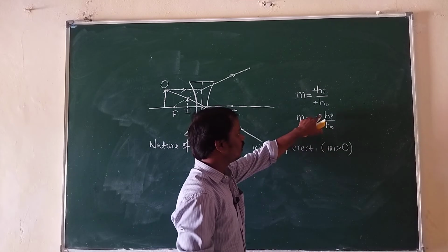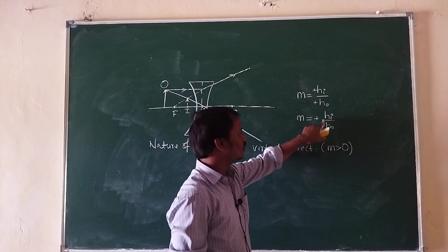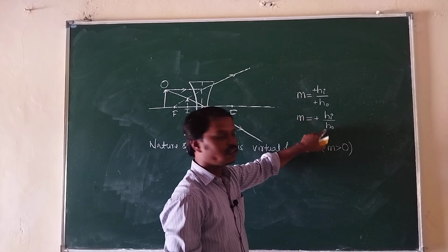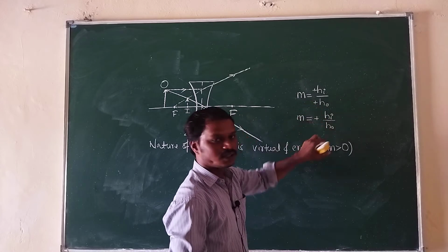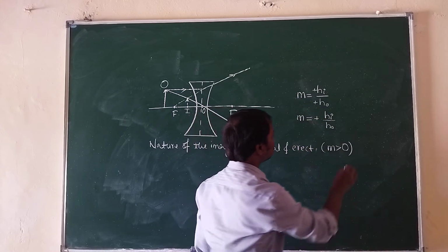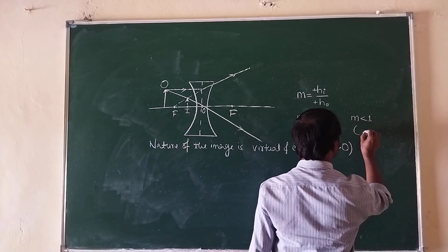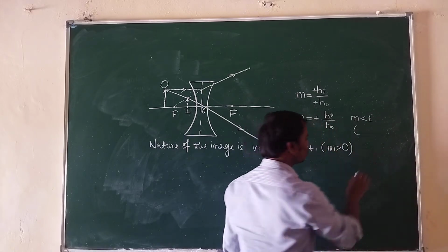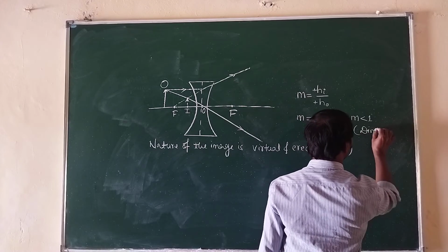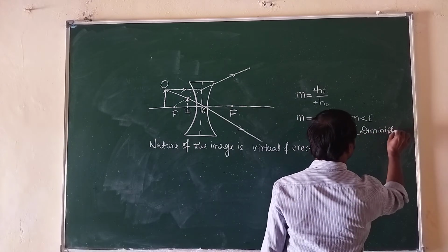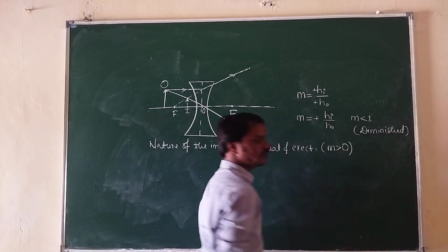And here HI is less than HO. HI is less than HO, that is, the height of the image is less than the height of the object. Hence the magnification is less than 1. If the magnification is less than 1, then the image is said to be diminished.